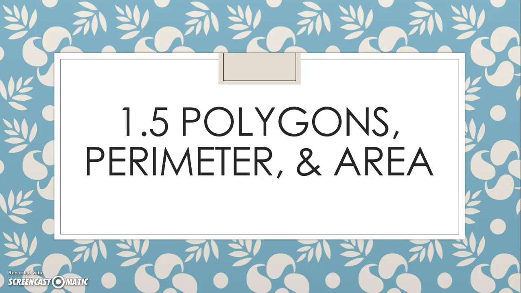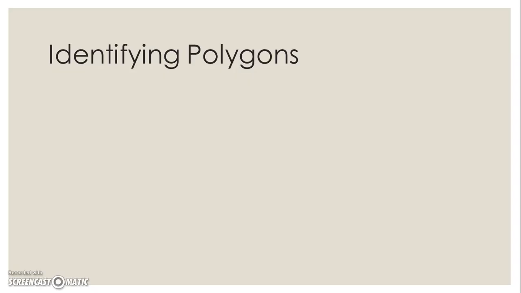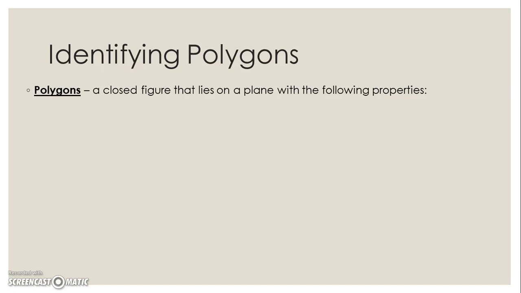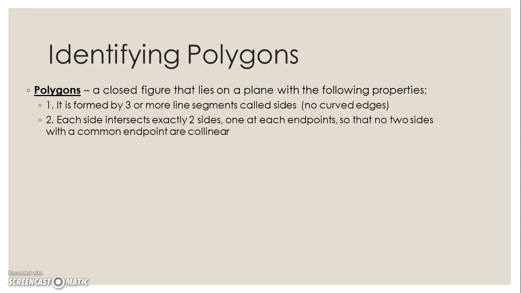Welcome to Polygons, Perimeter, and Area. First, to identify polygons. A polygon is a closed figure that lies on a plane with the following properties. First, it is formed by three or more line segments called sides, and these cannot be curved.